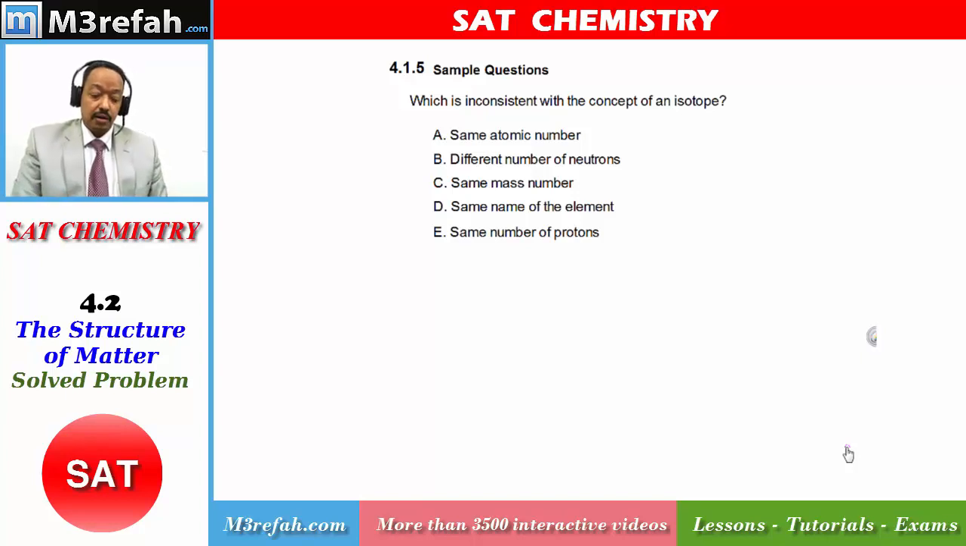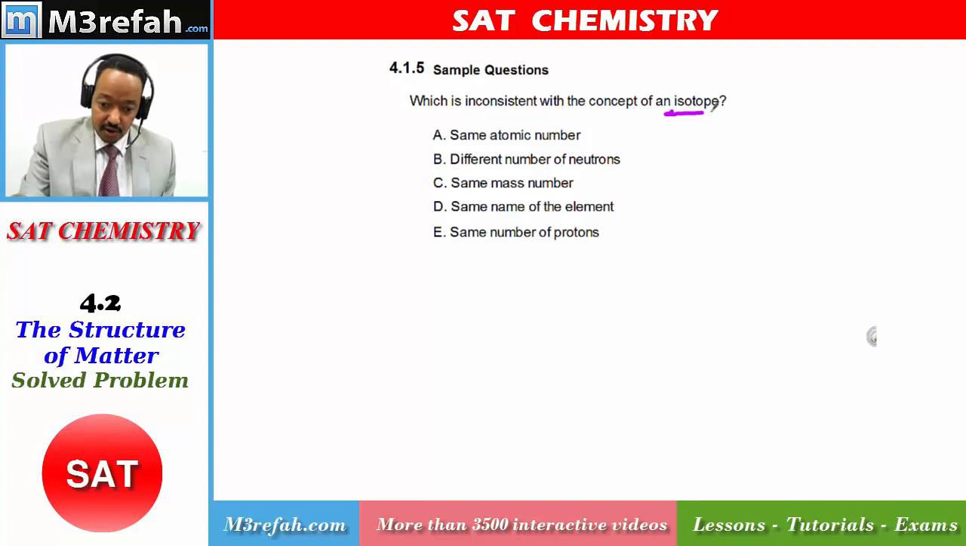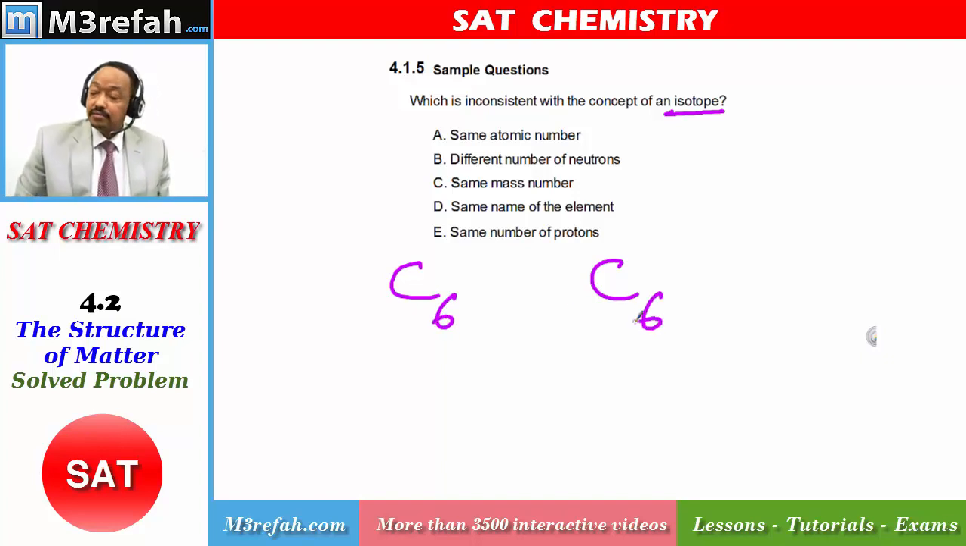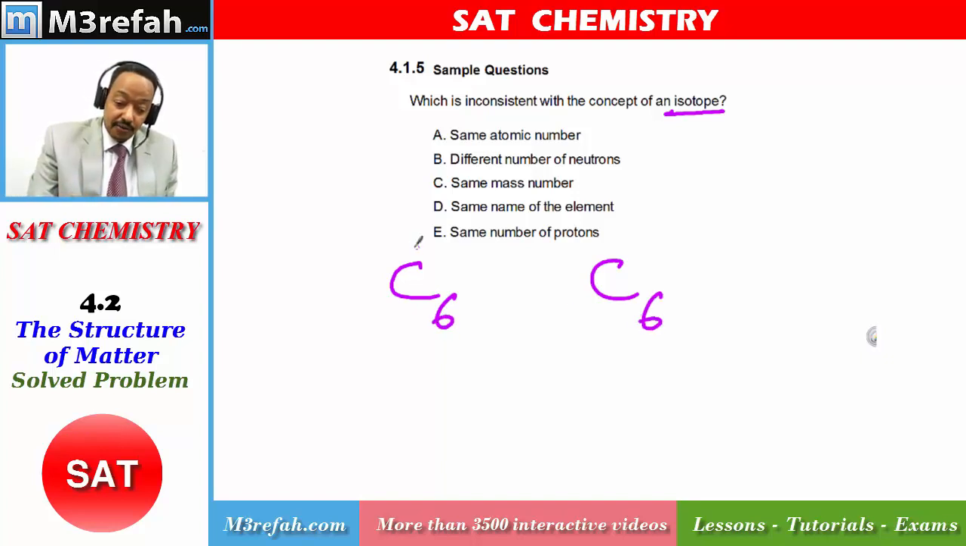Okay, good students, let's tackle this question, which says, which is inconsistent with the concept of isotope. So, what is an isotope? The definition of isotope: atoms of the same element. We can take an example of carbon, the same element, having the same number of protons and different atomic mass numbers, which is 14.